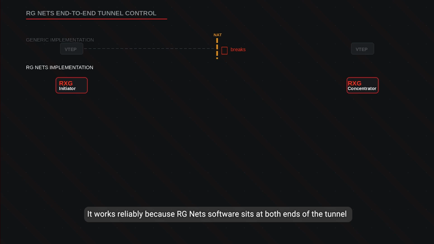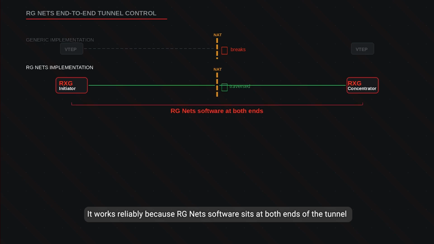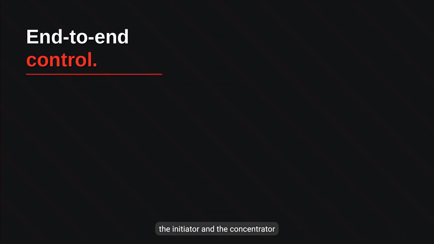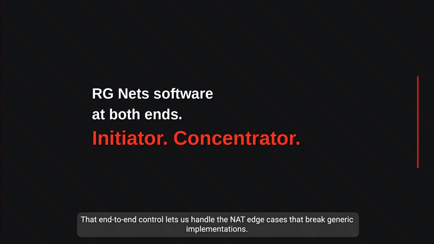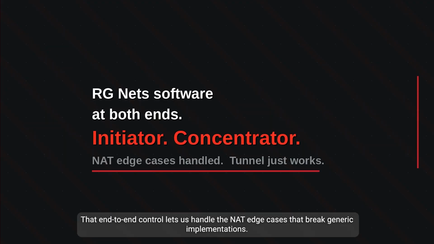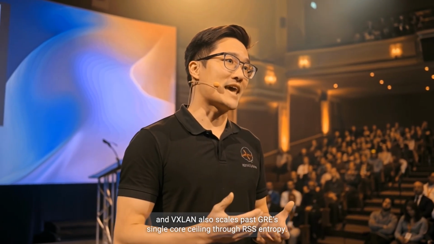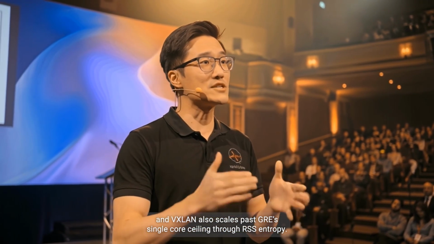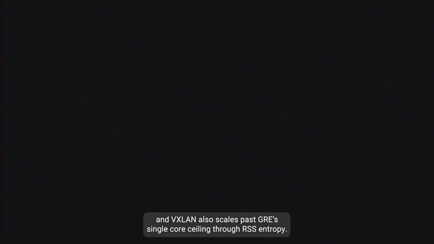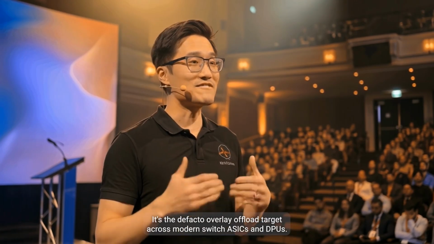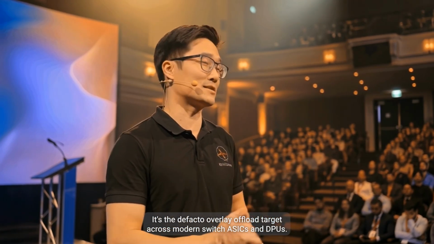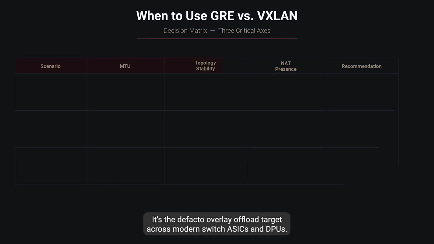It works reliably because RGNet software sits at both ends of the tunnel, the initiator and the concentrator. That end-to-end control lets us handle the NAT edge cases that break generic implementations. On multi-core systems, VXLAN also scales past GRE's single-core ceiling through RSS entropy, and VXLAN has broader hardware acceleration support. It's the de facto overlay offload target across modern switch ASICs and DPUs.